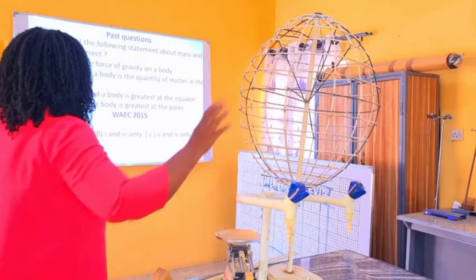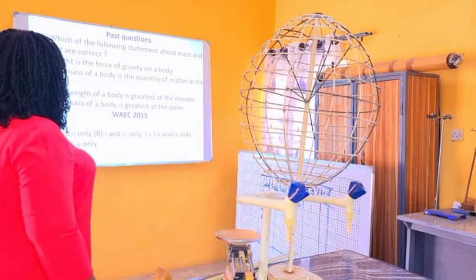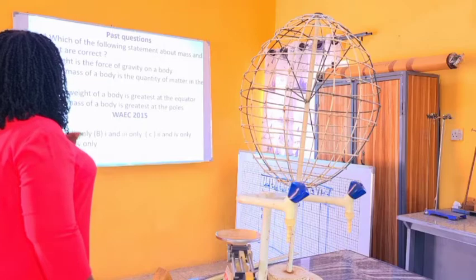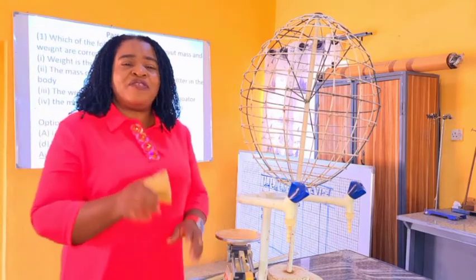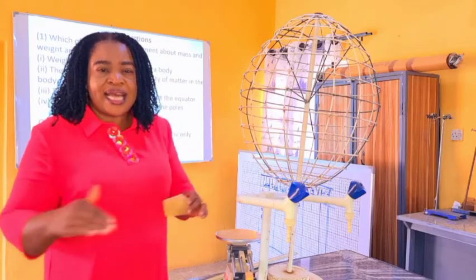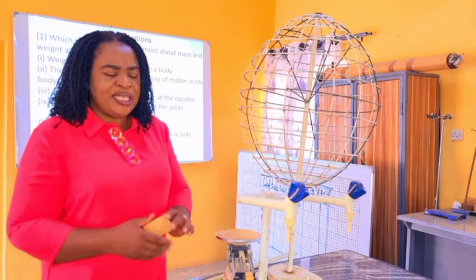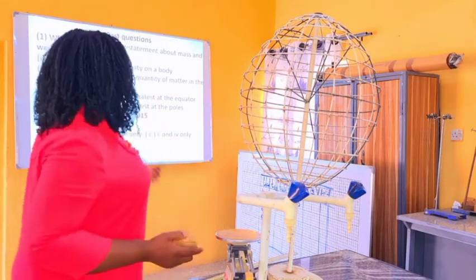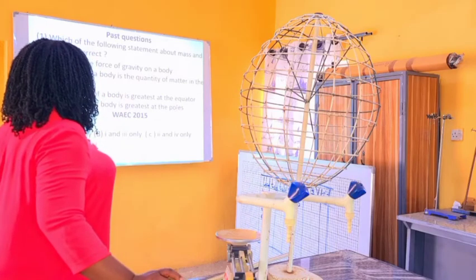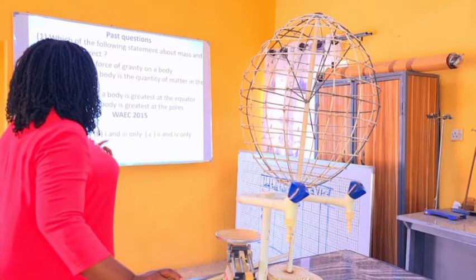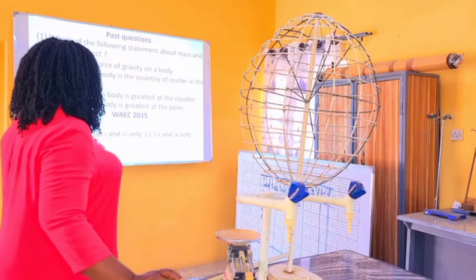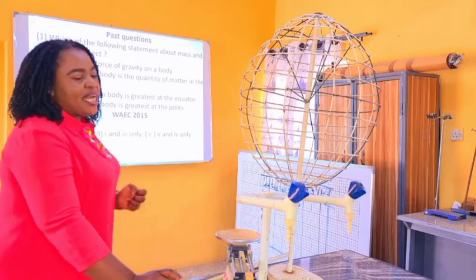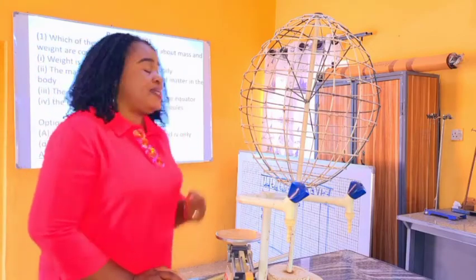So III is not correct. Now IV says the mass of a body is greatest at the poles. But we are saying that the mass of a body does not change. It's constant anywhere on earth. So we have the options A, I and II only, B, I and III only, C, I and IV only, D, II and IV only. The correct option is A.